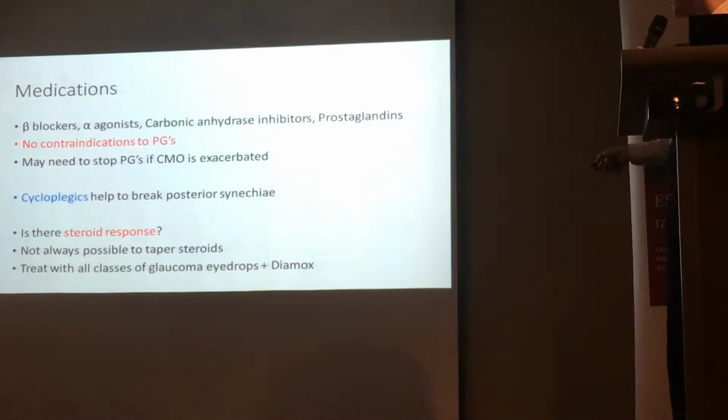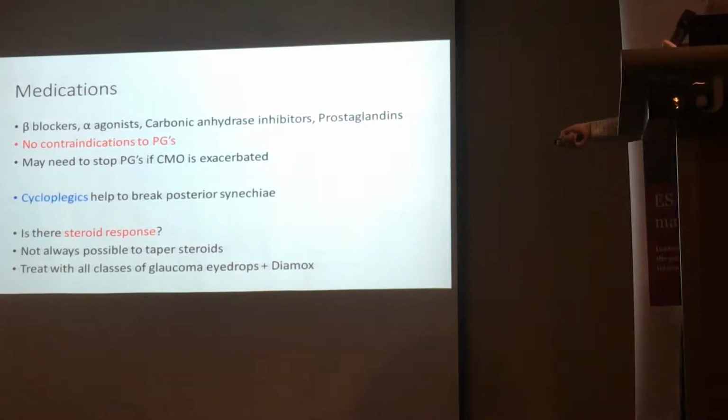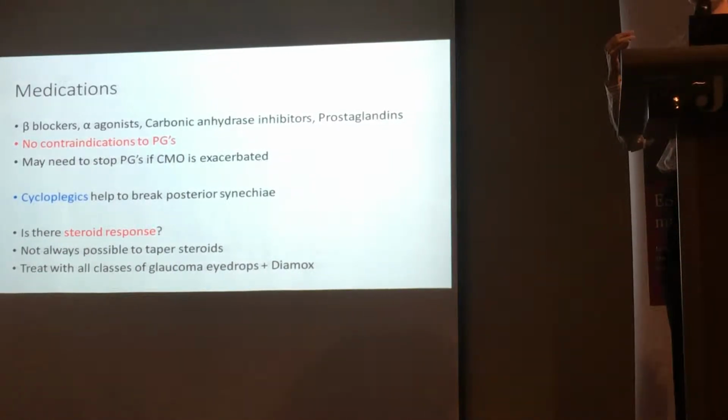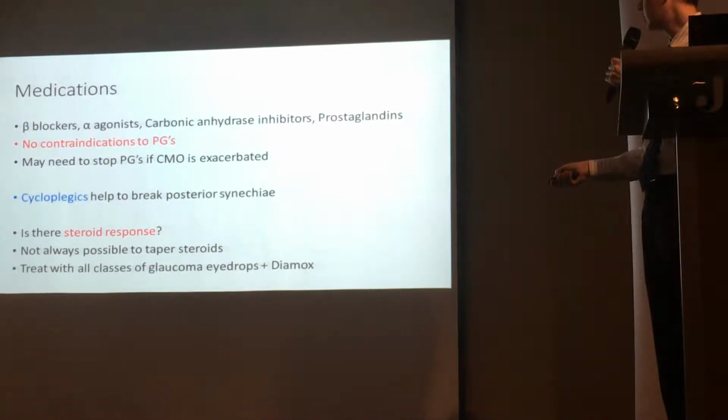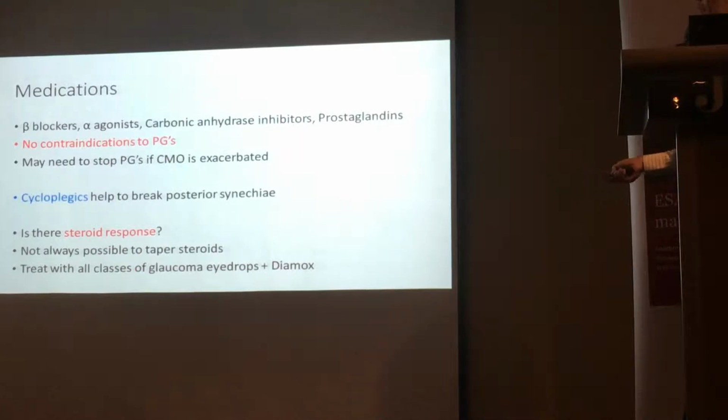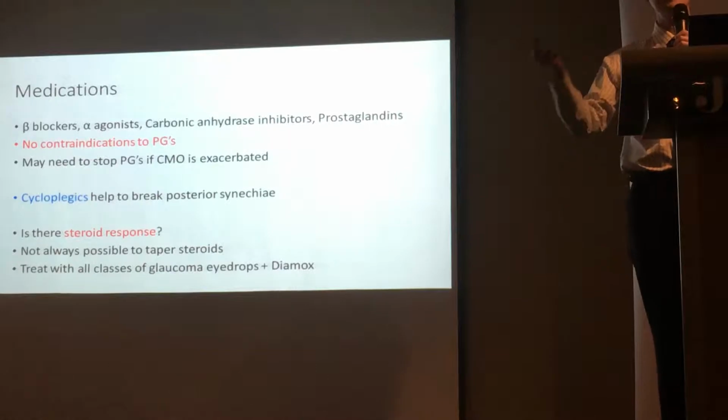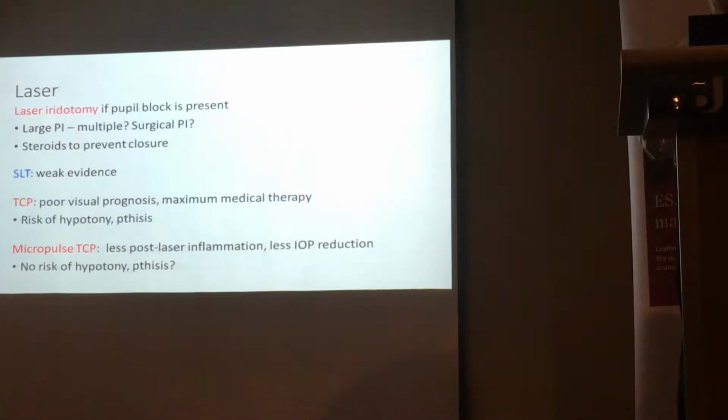If the patients have posterior synechiae, you should use cycloplegics. That helps to dilate the pupil and break the posterior synechiae as well. Is there steroid response? If you think there is steroid response, then you try to taper the steroids to the minimum level that the patient can have, but still keep the inflammation under control. But it's not always easy to do that. And you should not hold back treating with all classes of eye drops plus Diamox if needed, assuming that their kidney function is good enough and so on and so forth.